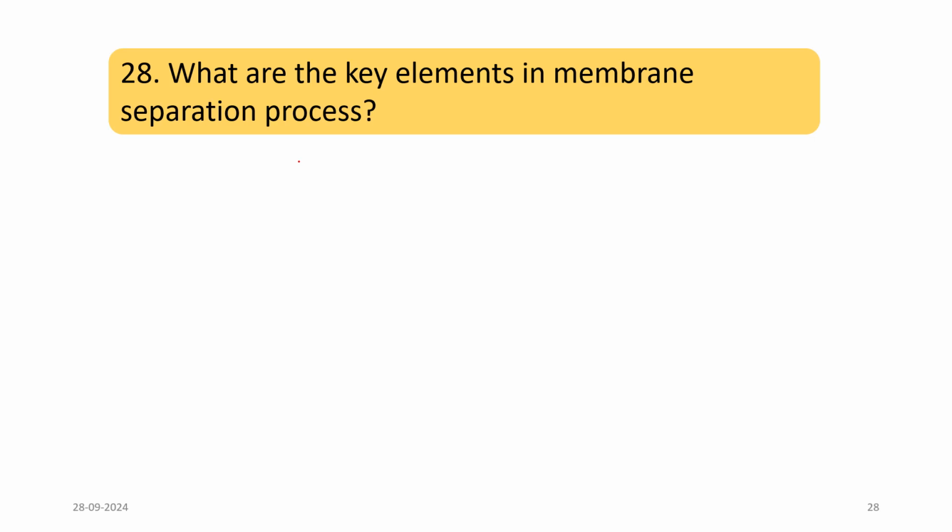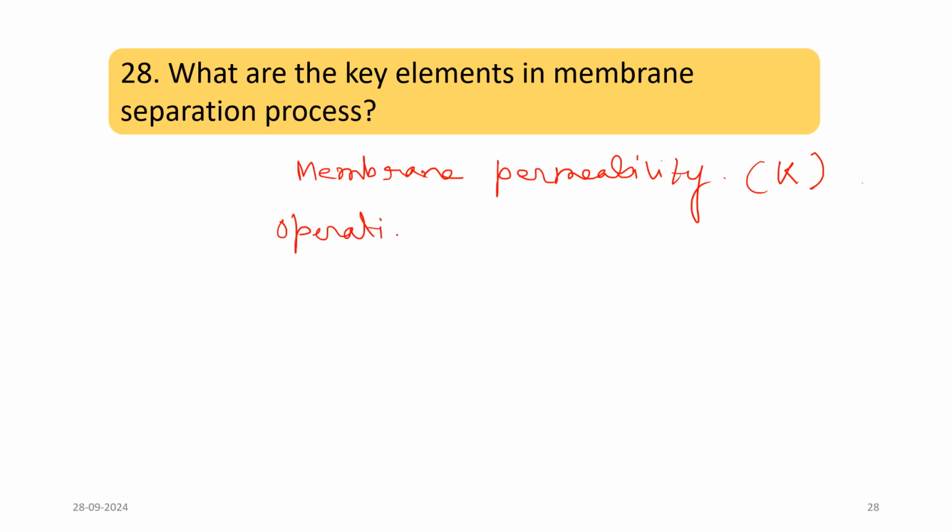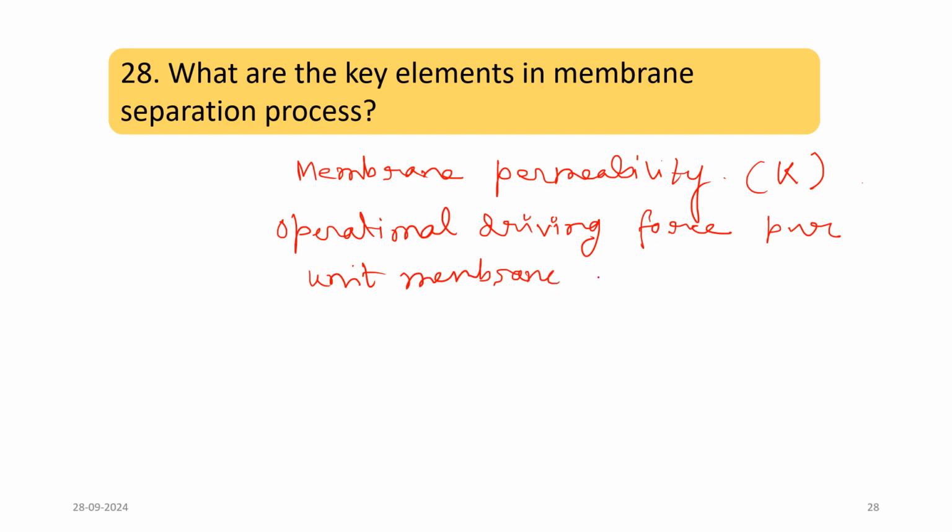The third one is the fouling and subsequent thinning of the membrane surface. So these three things are the key elements in the choice of the membrane separation process. Next, what is the general membrane equation for pure solvent like water?